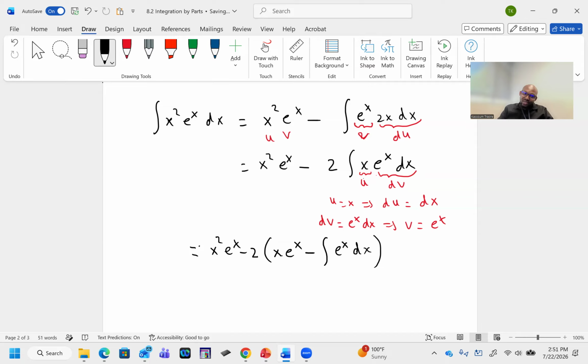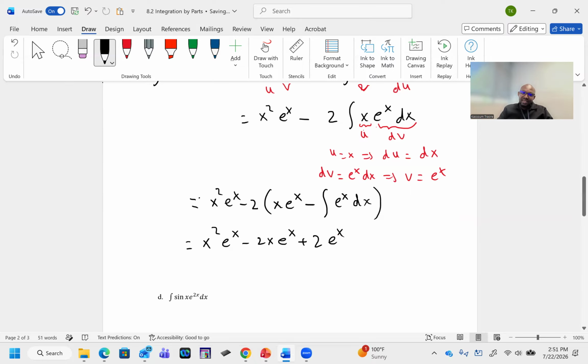Now, finally, I will have x squared e to the power of x minus 2x e to the power of x, right? What is the antiderivative of e to the power of x? That's e to the power of x times negative 2. It will be plus 2e to the power of x. And that's it. If you want, we can factor e to the power of x, and to make it look beautiful: e to the power of x times x squared minus 2x plus 2. See? And that's it.